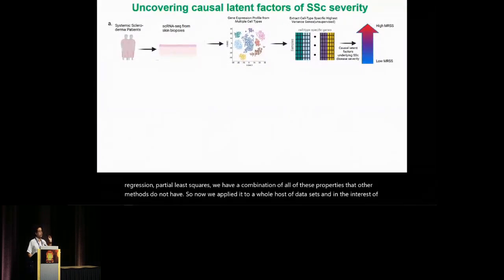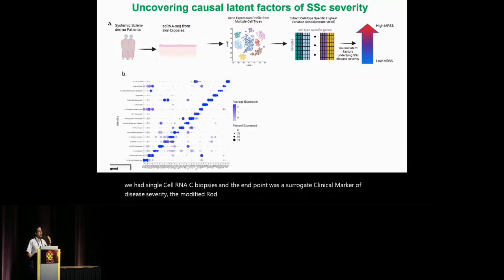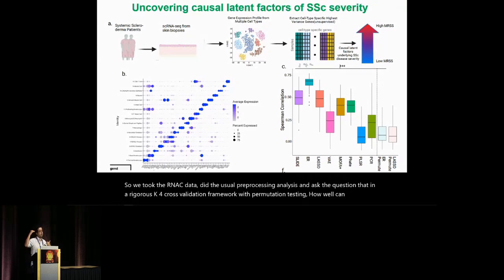The first was a data set of scleroderma disease severity, where we had single-cell RNA-seq biopsies, and the endpoint was a surrogate clinical marker of disease severity, the modified Rodnan score. So we took the RNA-seq data, did the usual pre-processing analysis, and asked the question: in a rigorous K-fold cross-validation framework with permutation testing, how well can you infer the basis of scleroderma pathogenesis and disease severity?